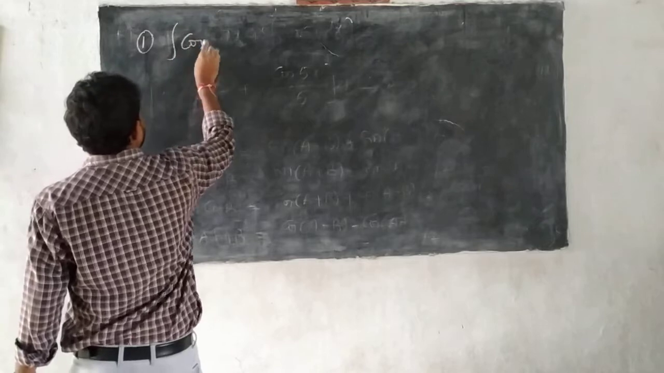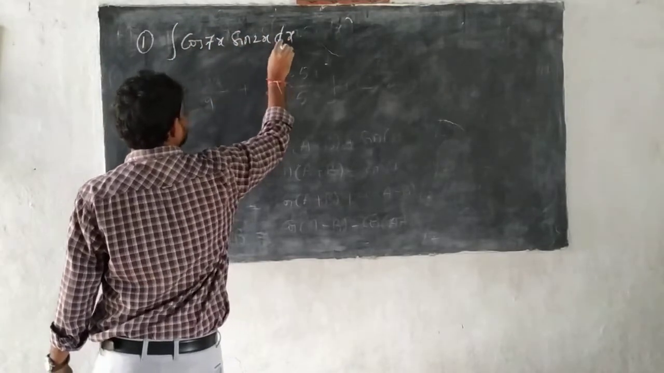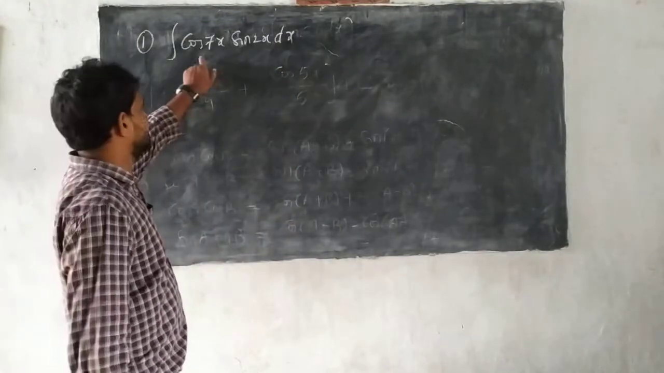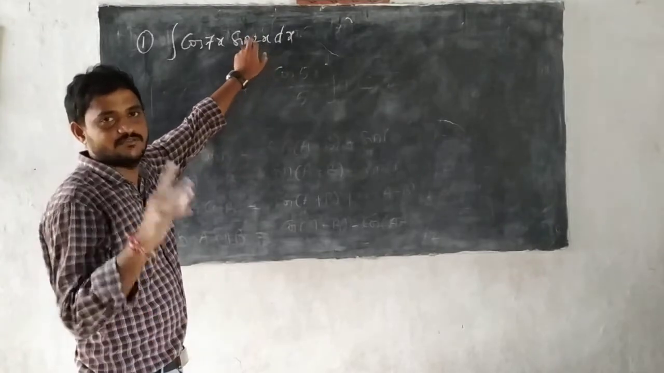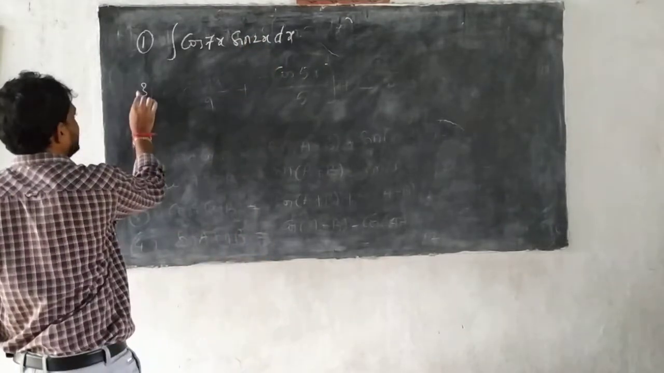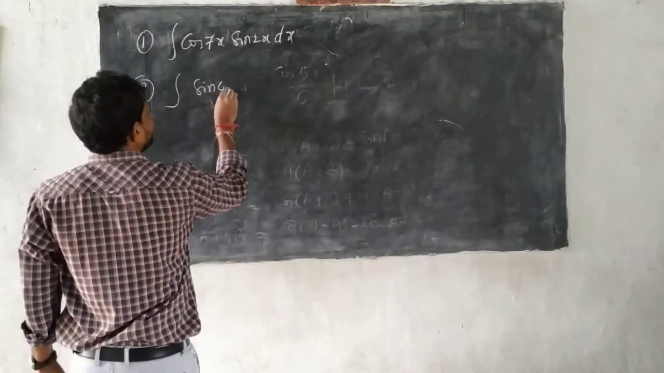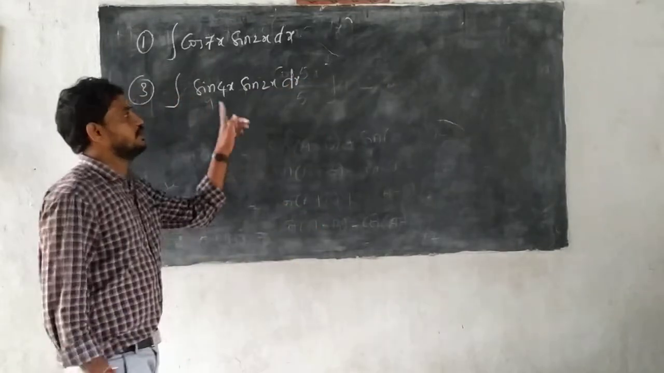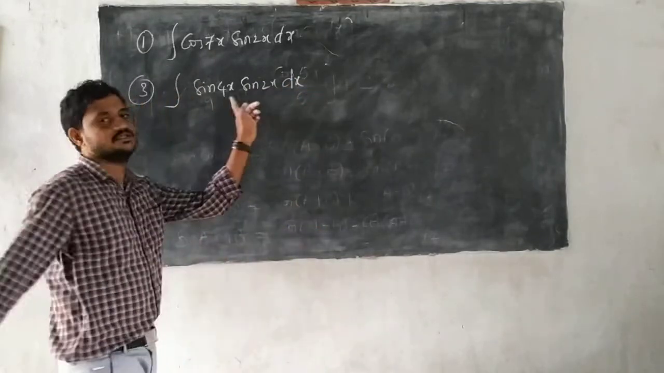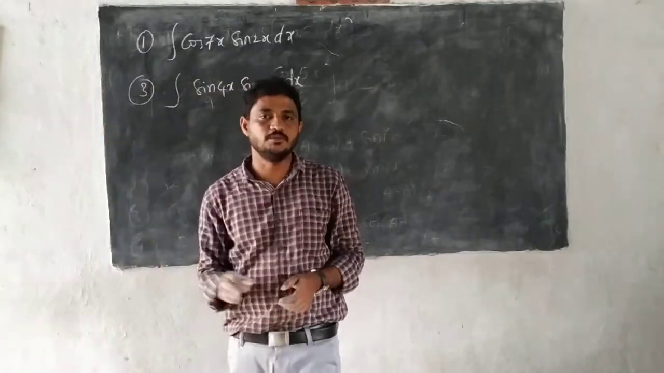Integral cos 7x into sin 2x dx. Solve this problem. Cos 7x sin 2x into dx is cos A sin B, second formula. Use the second formula and simplify it. And third one is integral sin 4x into sin 2x dx, which is in the form of sin A sin B. Similar to the previous problem, solve these 2 problems.